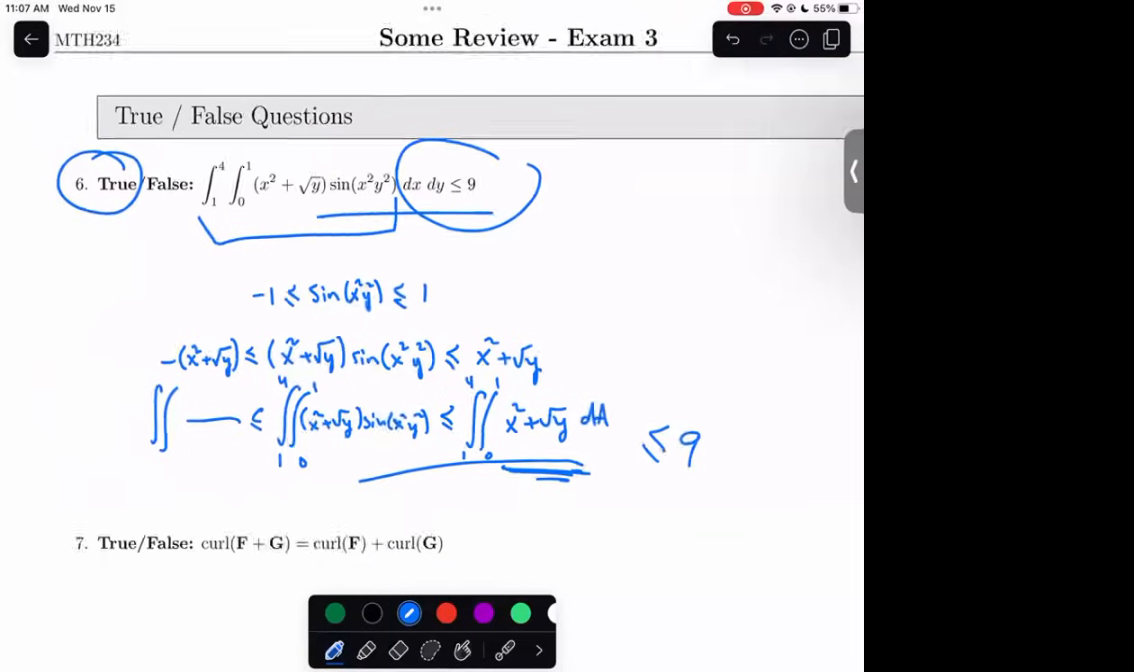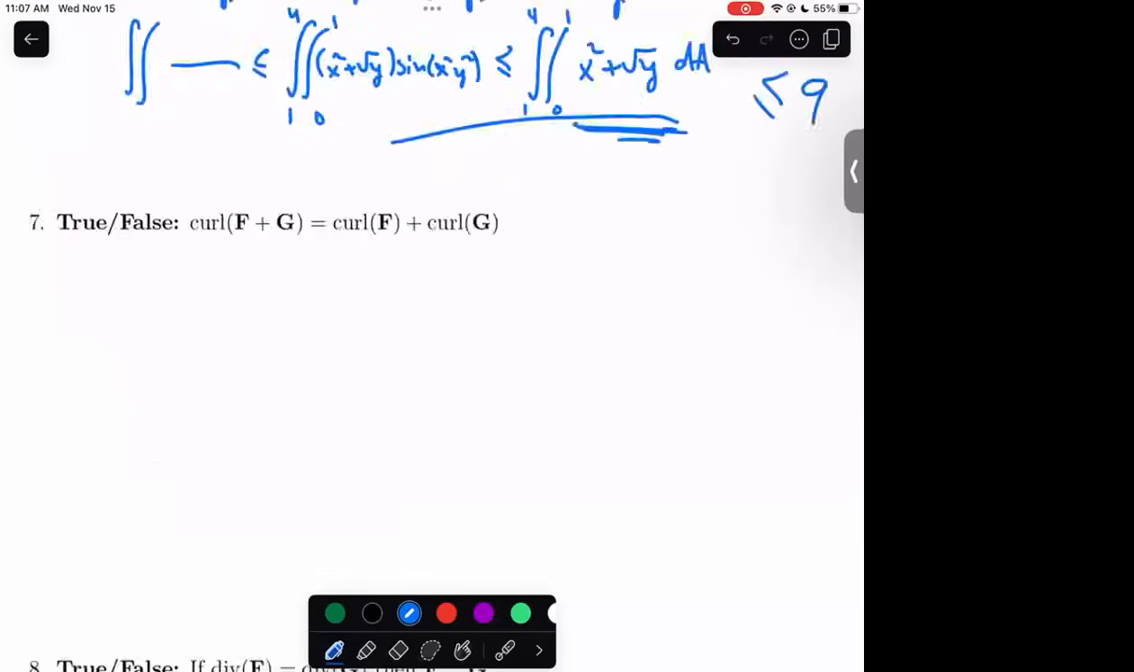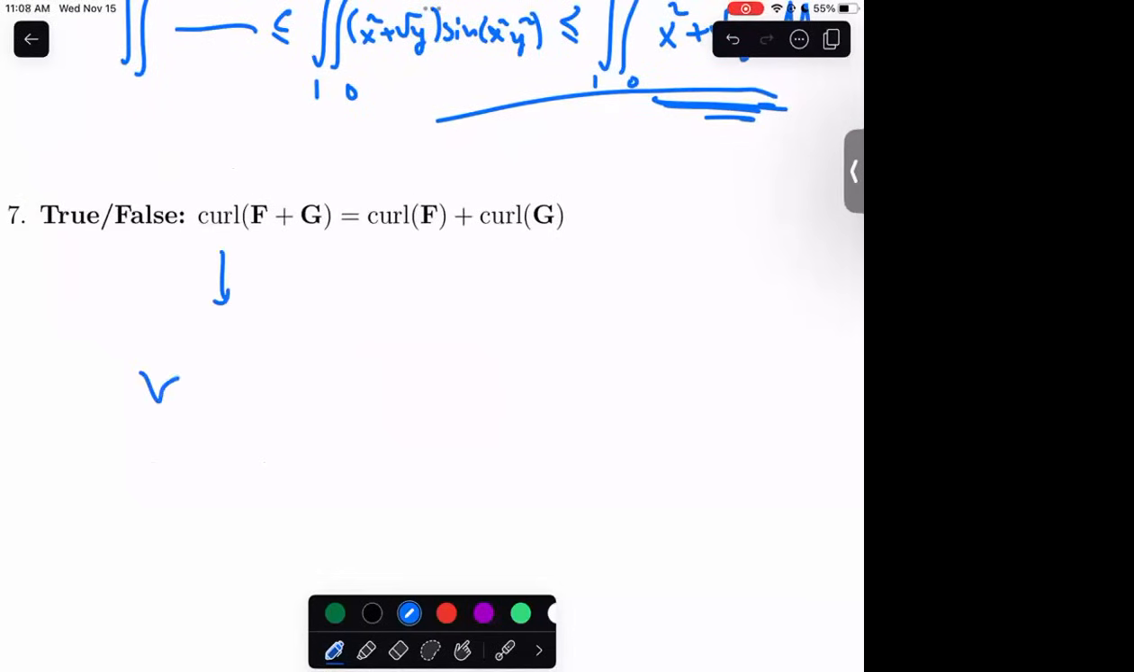Complicated though. 7 and 8 are much less complicated. So for problem number 7, there's a couple of different ways that you can go about this. But one relatively nice way is to remember that the curl is given by a cross product.